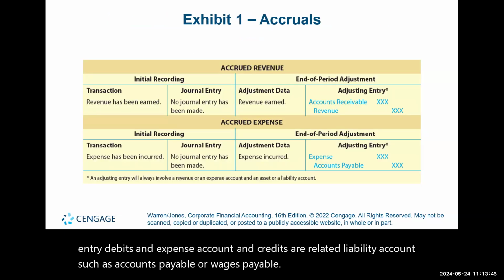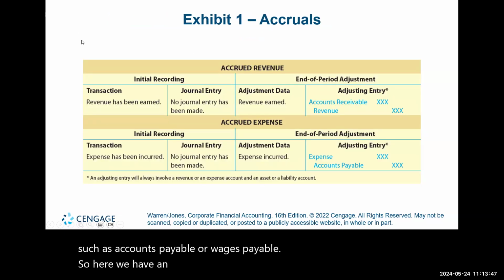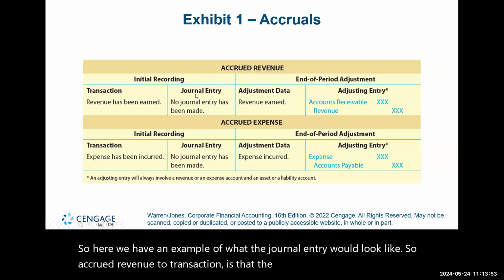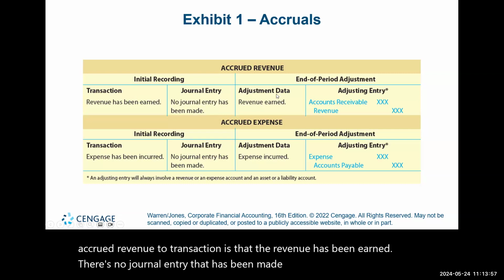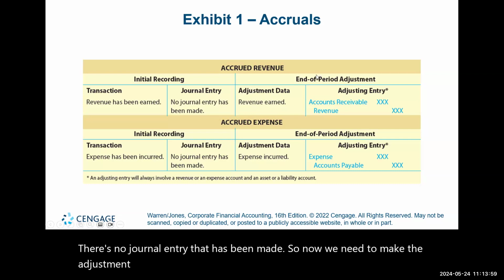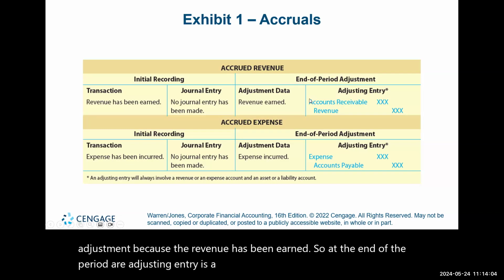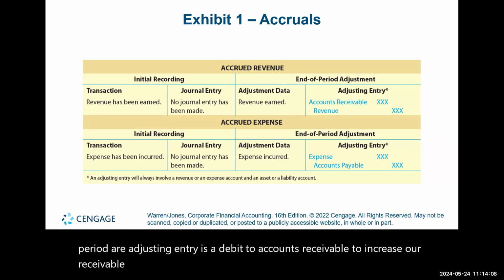So here we have an example of what the journal entry would look like. For accrued revenue, the transaction is that the revenue has been earned. There's no journal entry that has been made. So now we need to make the adjustment because the revenue has been earned. At the end of the period, our adjusting entry is a debit to accounts receivable to increase our receivable asset balance and a credit to revenue to increase our revenue balance.